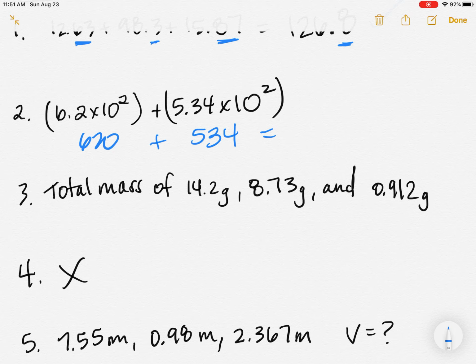So I'm just adding those 2 numbers together. So if I add those 2, I should get, let's see, 1154. Okay, now this one's a little bit interesting, and it's why I included it on here.